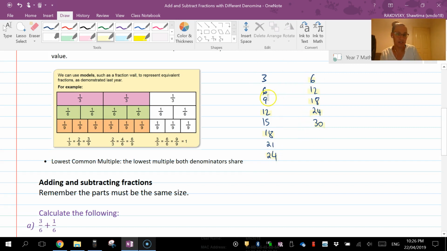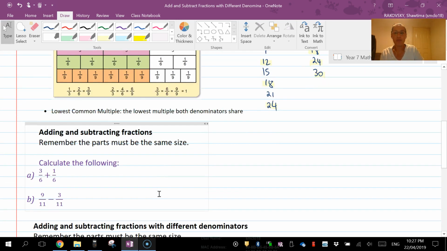Now we can use any of those numbers to help us if we had, say, a third and something in sixths, to make them comparable. We could use any of those numbers, but we like to stick with the lowest common multiple because small numbers mean less work and it's easier to simplify at the end. So the LCM of 3 and 6 is 6.